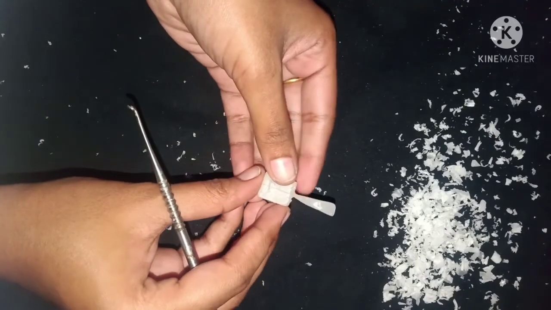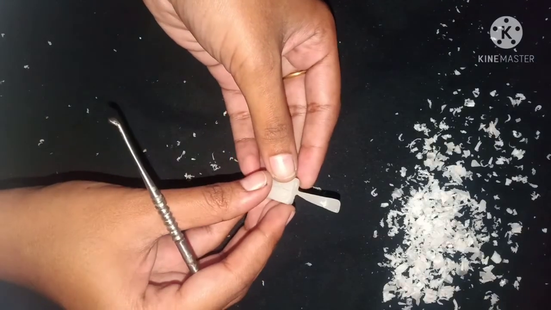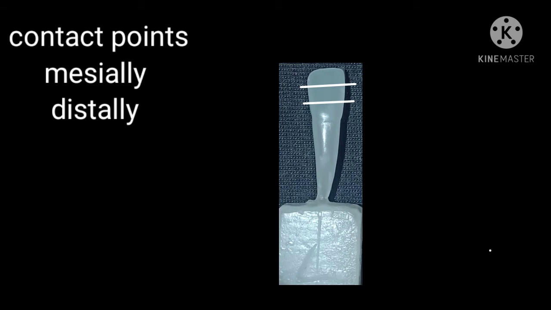And this is our final carving of the mandibular right lateral incisor. Mesially, the contact point of the mandibular lateral incisor is located at the incisal 1/3, but it is more incisal. Whereas the contact point on the distal surface is also located at the incisal 1/3, but it is more cervical.